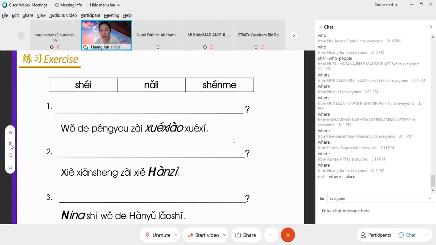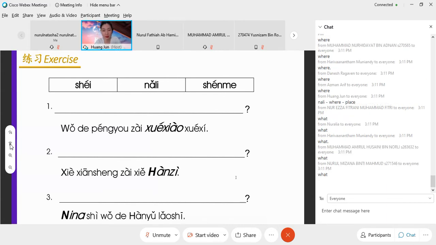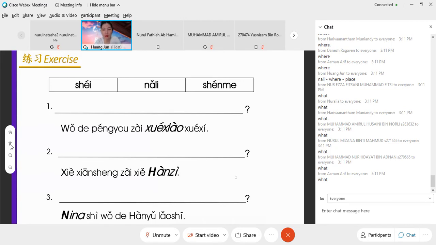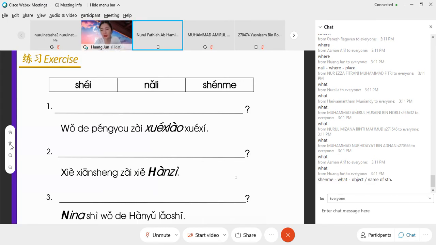Then number 3, 什么. 什么 means what. Very good. So your answer will be an object, or we can say the name of something. So this will be the answers.